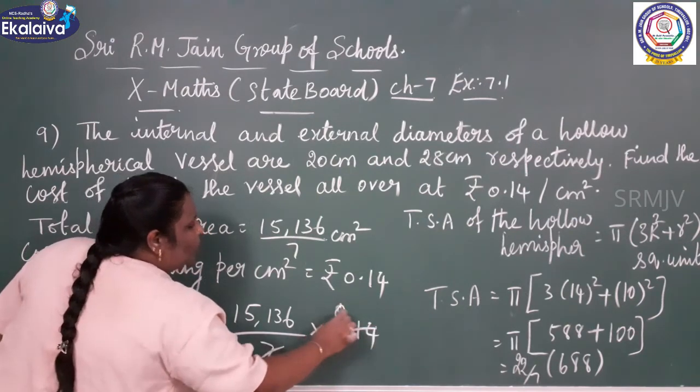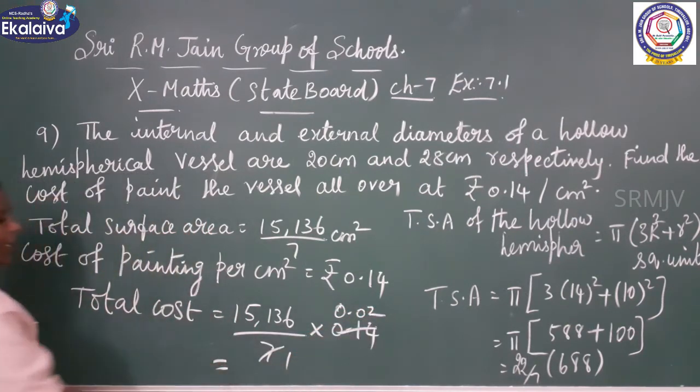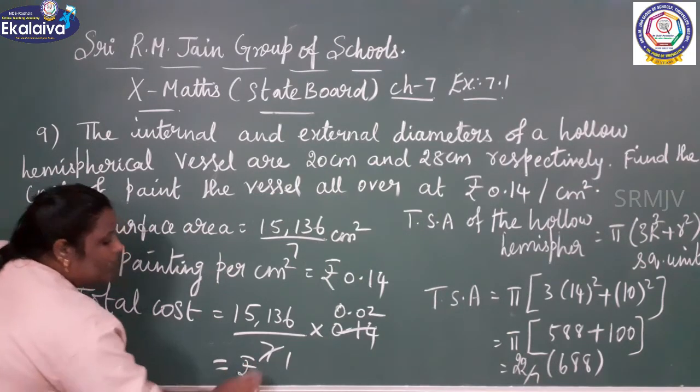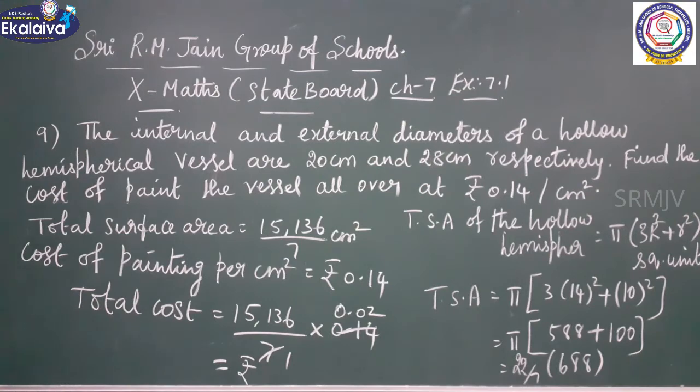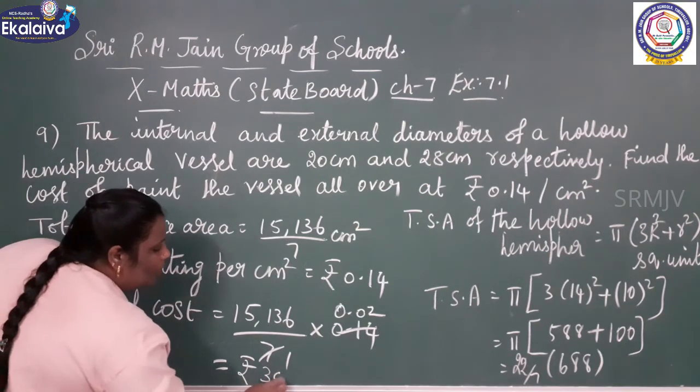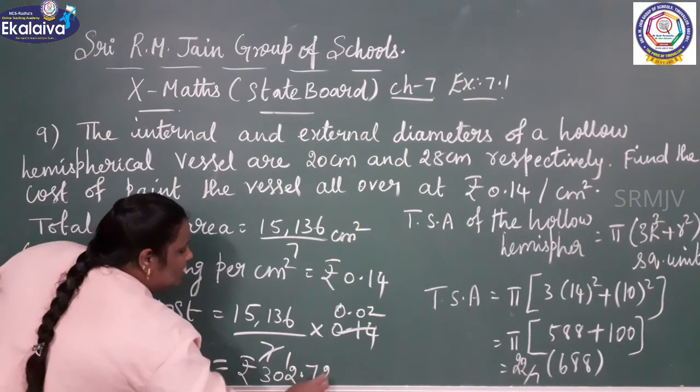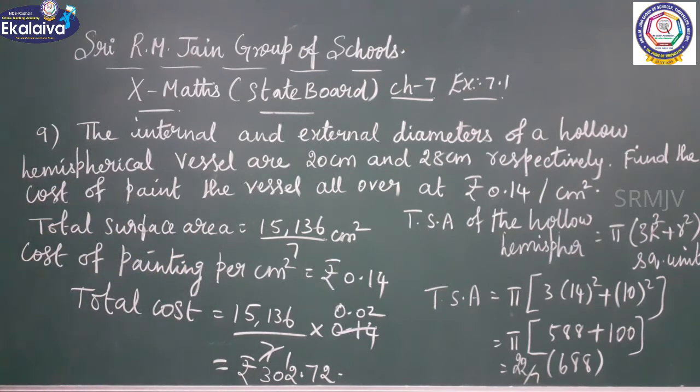When we multiply, what is the answer? Check the answer in the rough column. It is 302.72, that is 302 rupees and 72 paise. Cost of painting 15,136 by 7 centimeter square.